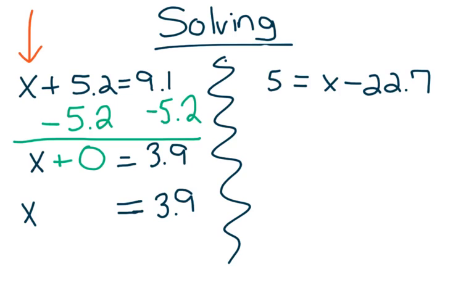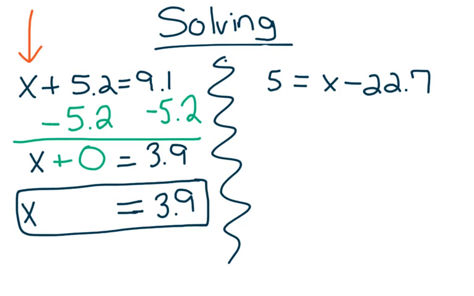And there you have it. You've algebraically solved the equation. The solution to the equation is x equals 3.9. You could go back and put in a 3.9 here and mentally figure 3.9 plus 5.2 equals 9.1.